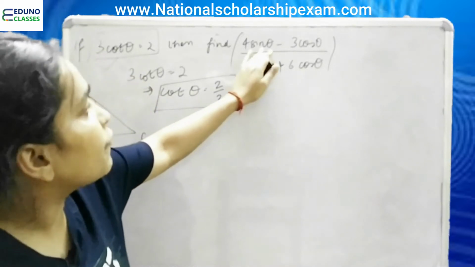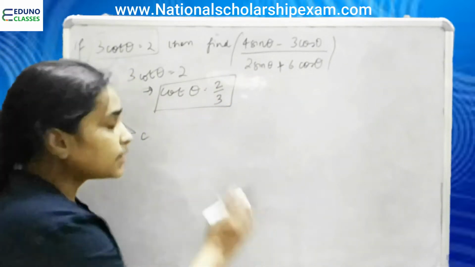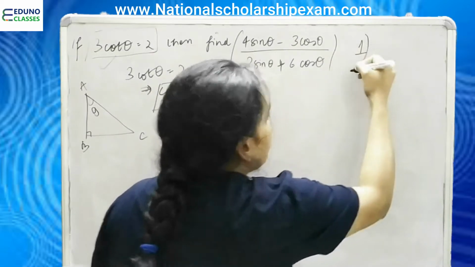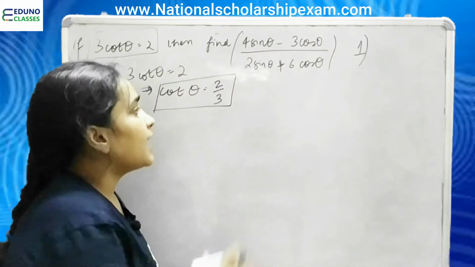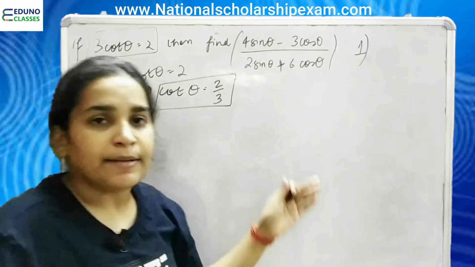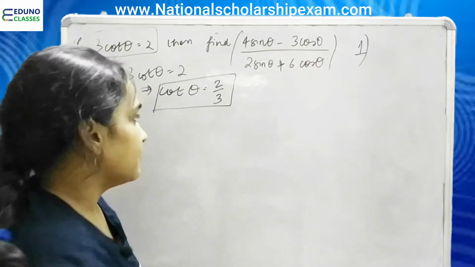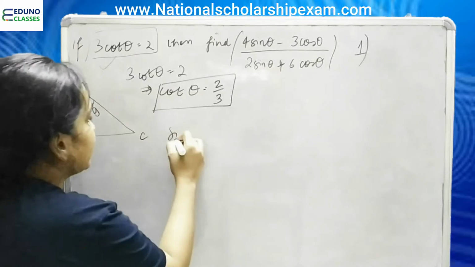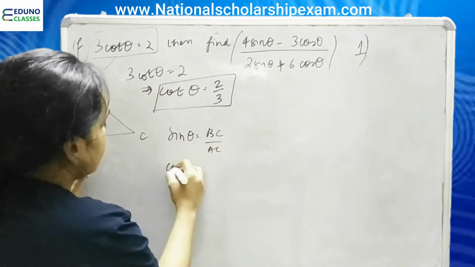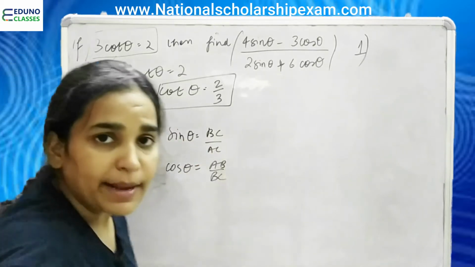Now, you have to find the value of (4 sin theta minus 3 cos theta) upon (2 sin theta plus 6 cos theta). Fine. So, students, the first and conventional way to find the answer to this question is to find the values of sin theta and cos theta separately, then put them in this expression and find the answer. Find the value of sin theta.